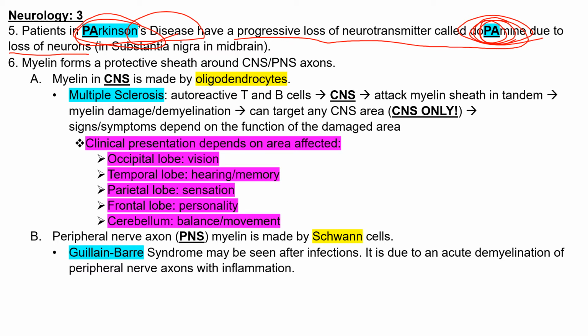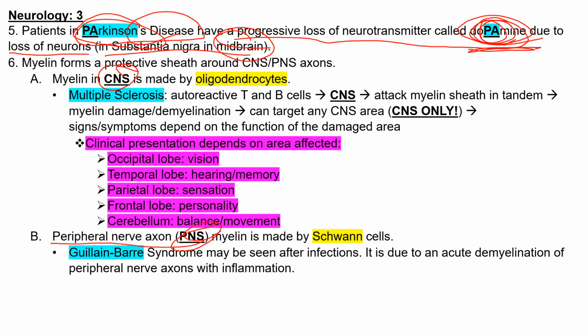Patients with Parkinson's disease have a progressive loss of the neurotransmitter called dopamine. It's not the neurotransmitter that we discussed earlier, called glutamate. This is the neurotransmitter called dopamine. All right, and the location where this happens is in the midbrain, in the part called substantia nigra. Now let's talk about two diseases, one in the CNS and one in the PNS.